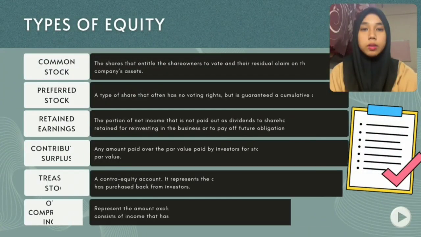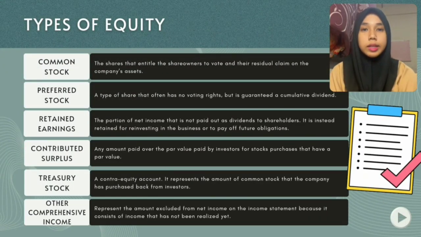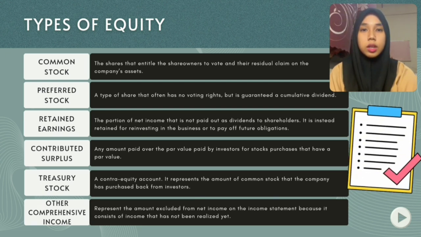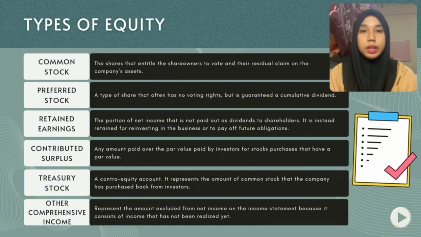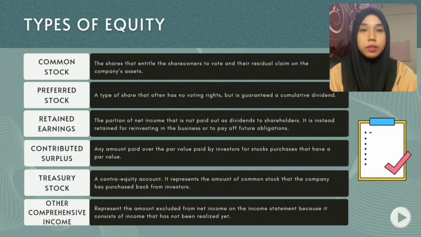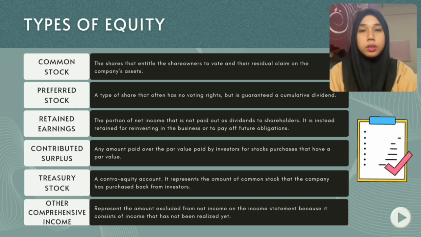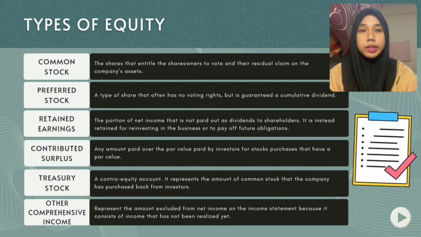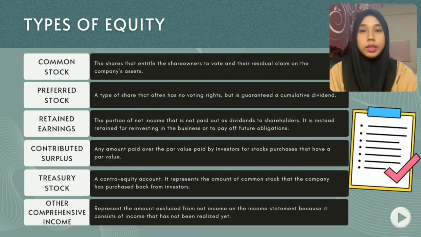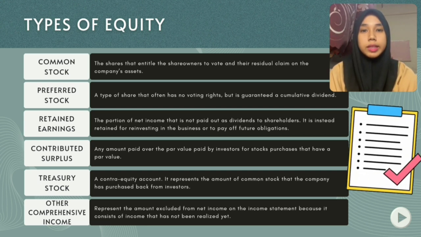I want to present about types of equity. There are six types of equity. The first is common stock, the share that entitles the share owner to vote and a residual claim on the company's assets. The second one is preference stock, a type of share that often has no voting right but is granted a cumulative dividend. The third is retained earnings, the portion of net income that is not paid out as dividends to shareholders. It is instead retained for investing in the business or to pay off future obligations.